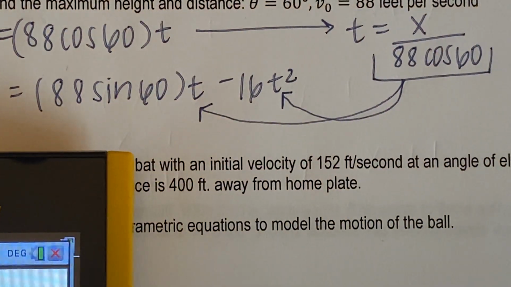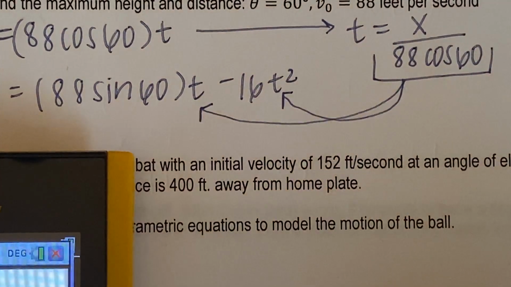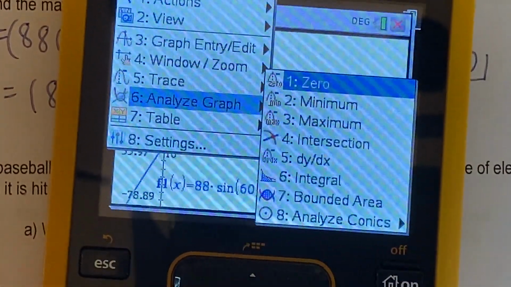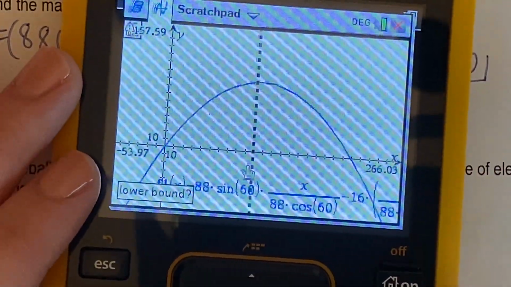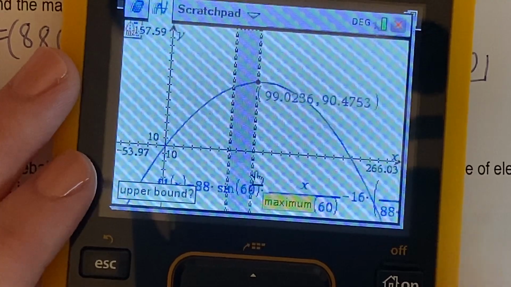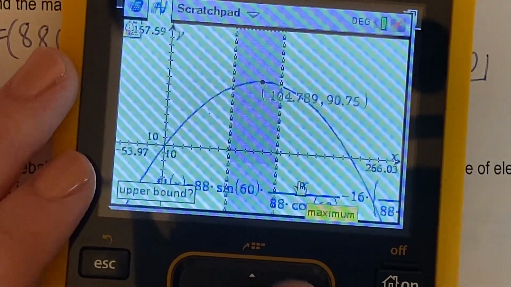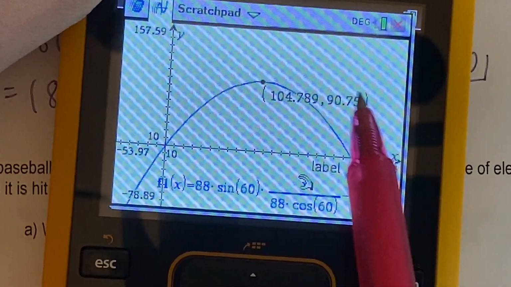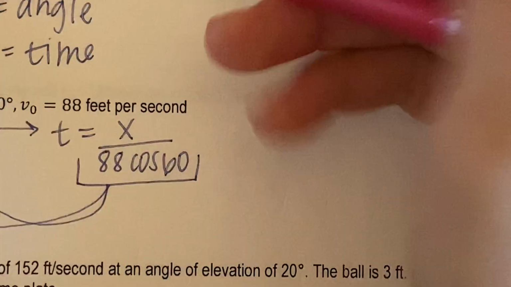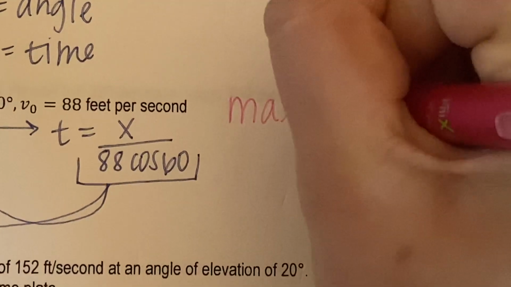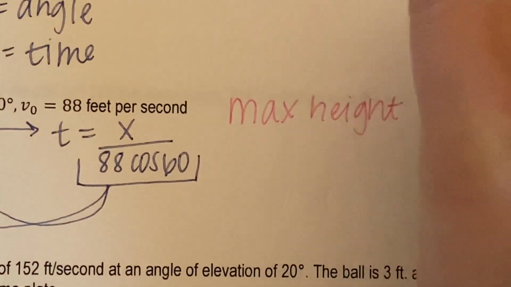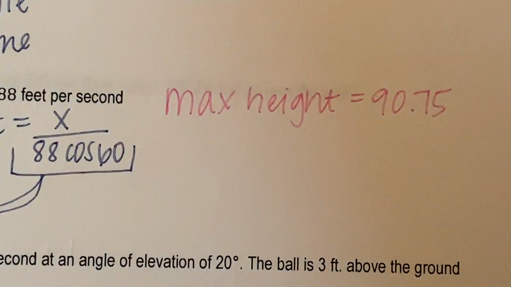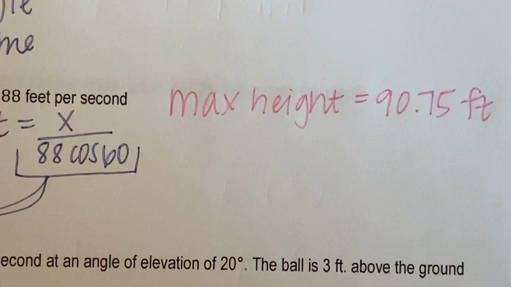So we have to determine the max height and distance. So max height would be here. So I'm just going to analyze my graph for the maximum. Go to the left, go to the right, and I have a point here. I have an x value and a y value. Well, if I'm dealing with height, my answer is the y value. So my max height will be 90.75. And what's our unit here? Feet.